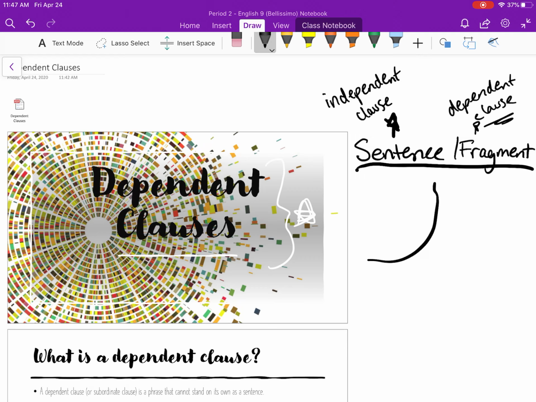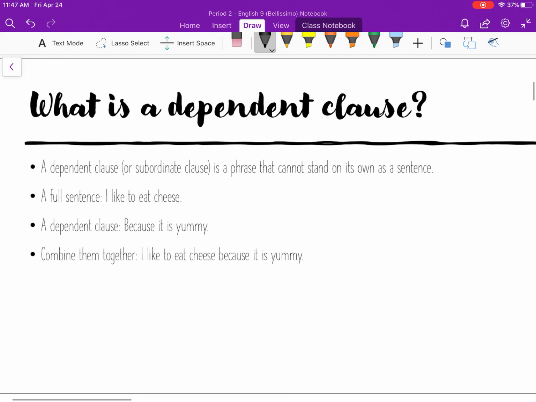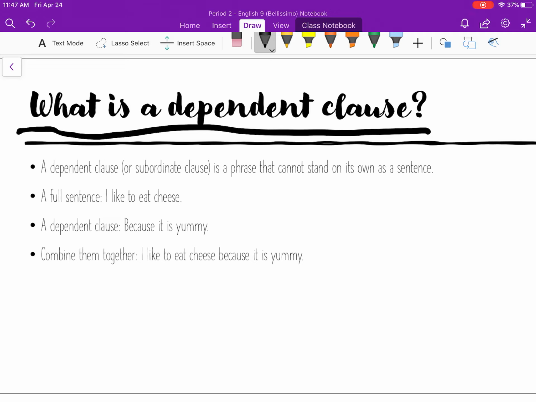So let's take a look into this idea of dependent clauses, because they're not always bad. And we'll get into that. But first, what is a dependent clause? A dependent clause can also be called a subordinate clause. Now, if the word subordinate clause is a little bit scary because it's a big word, you could stick to dependent. It is a phrase that cannot stand on its own as a sentence.